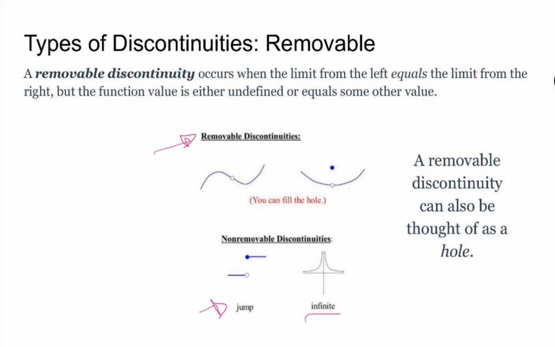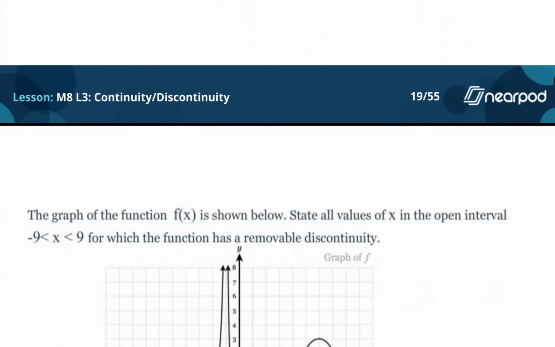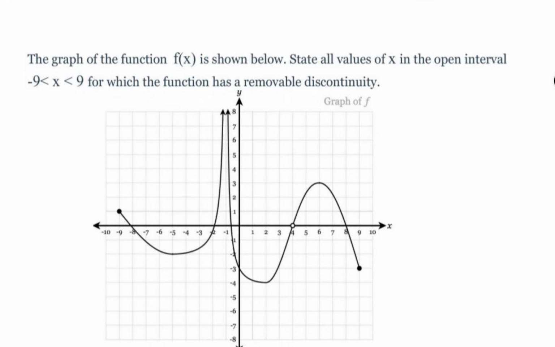Removable should look familiar. A lot of holes on the rational functions we learned at the beginning of the semester are removable. There's just an empty hole, and then an empty hole that has another point filled in. Those are both removable discontinuities because the limit from the left equals the limit from the right, but the actual value will either be undefined or equal another value. I'll show you an example of what we mean by that. You can also think of a removable discontinuity as something that you can just eliminate real quick by filling in the hole or moving the output.